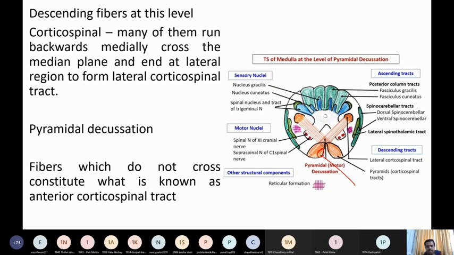Up to the medulla oblongata, there is only one corticospinal tract, which lies in the ventral part of the brainstem. In the medulla oblongata, most of the fibers cross and run backward to form the lateral corticospinal tract, whereas a few remain, about 40% of the fibers, in the anterior white column and constitute what is known as the anterior corticospinal tract.